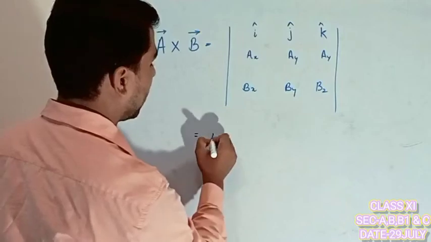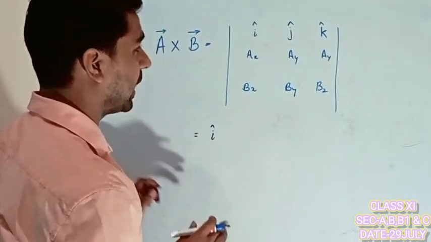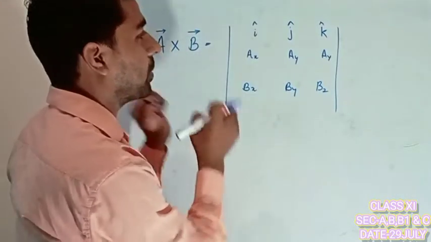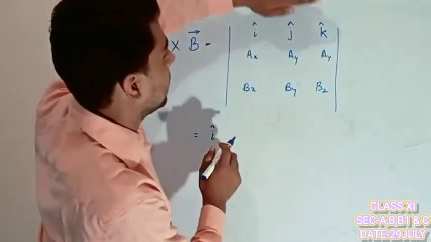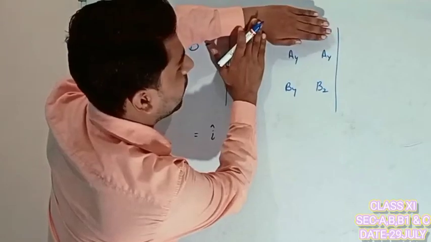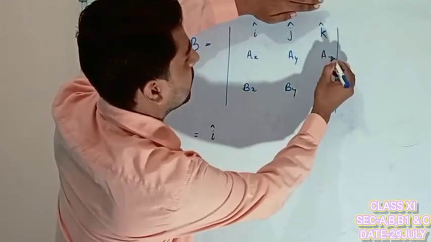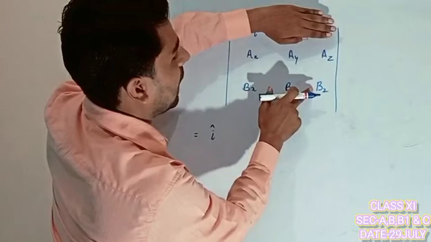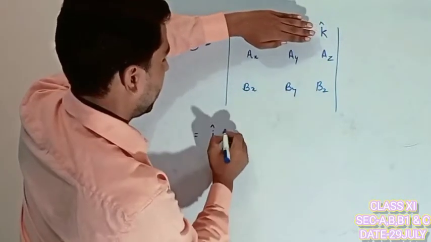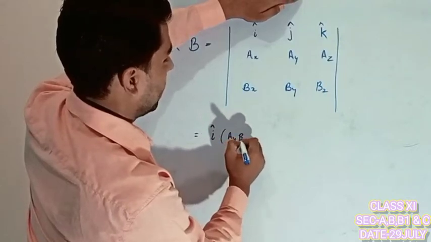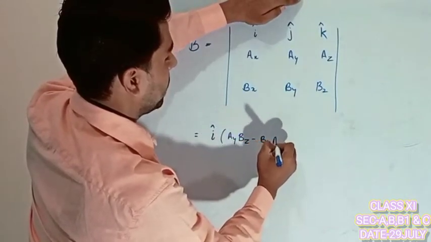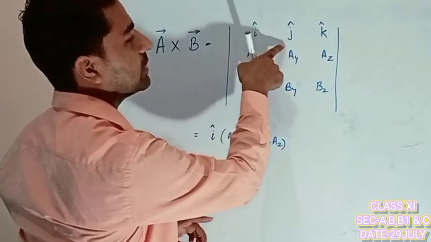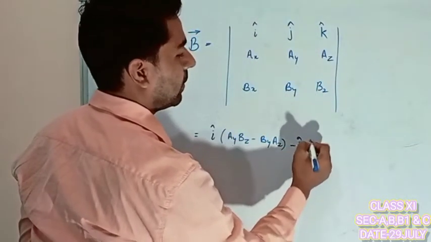Write equal, put i cap first. After putting i cap, whatever is in the i cap line will be hidden. Now what is remaining? ay, az and by, bz. So this will multiply to this minus this multiplied with this, that means ay bz minus by az, when it is i. Then I said this i is positive, then j is negative, so minus j bracket.